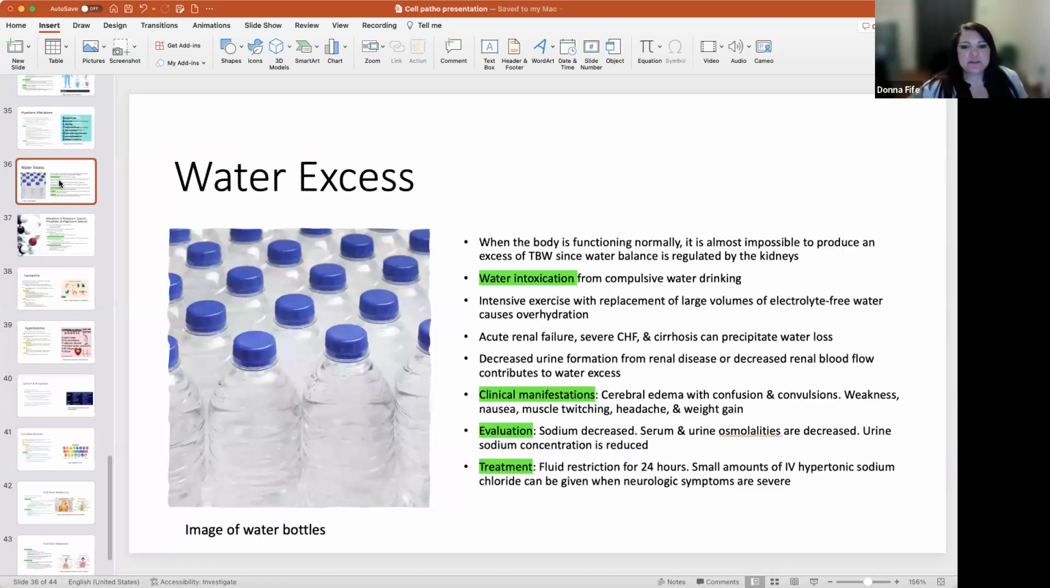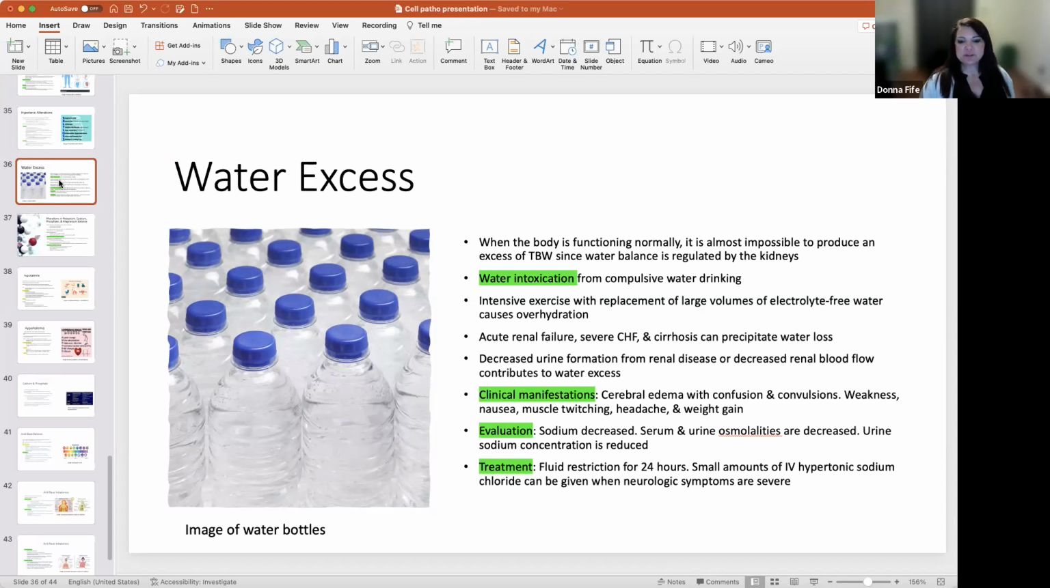Water excess. When the body is functioning normally, it's almost impossible to produce excess of total body water since water balance is regulated by the kidneys. Water intoxication can occur from compulsive water drinking. Intensive exercise and replacement of large volumes of electrolyte-free water can cause overhydration. Acute renal failure, severe CHF, and cirrhosis can all precipitate water retention. Decreased urine formation from renal disease or decreased renal blood flow can contribute to water excess.